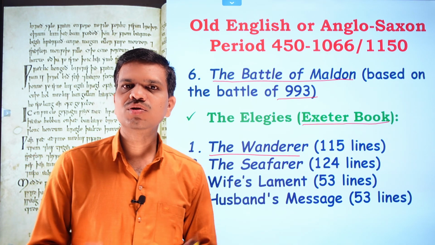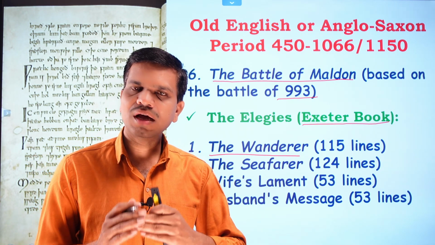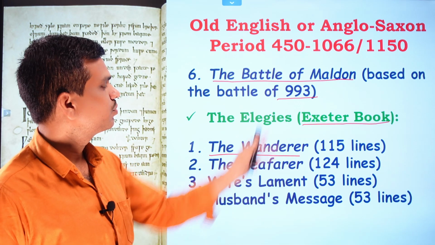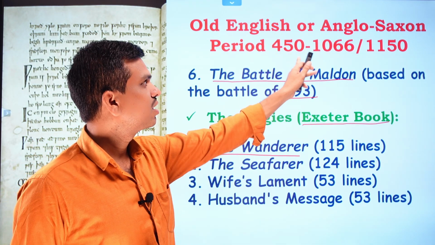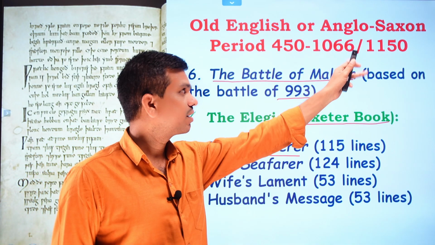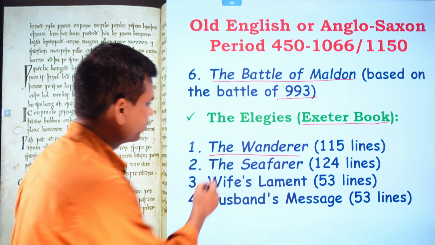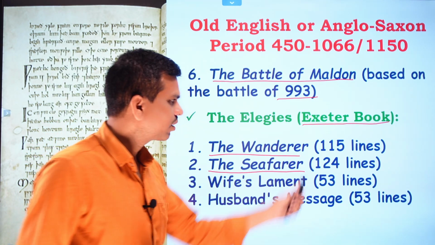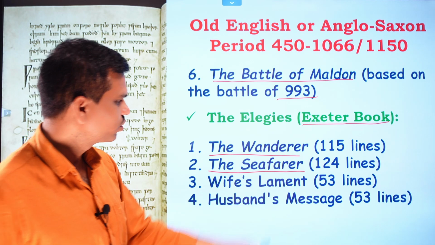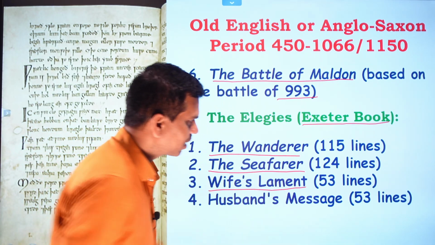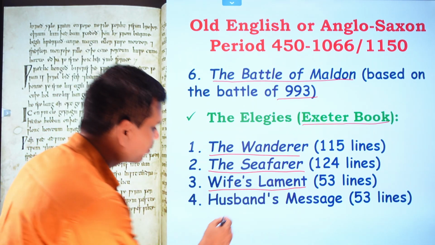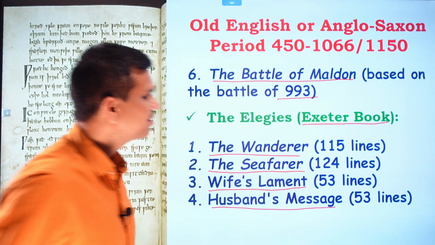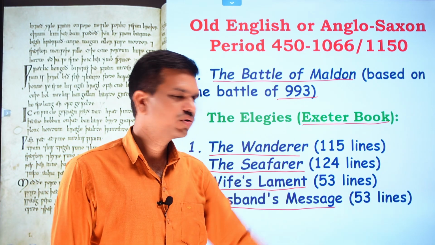Now the dates of composition of these poems are not confirmed, and hence we consider them from 450 to 1066 or 1150. Next we have the Seafarer. There are 124 lines. Then we have Wife's Lament, 53 lines, and Husband's Message. So these elegies occur in the Exeter Book. There are 53 lines.